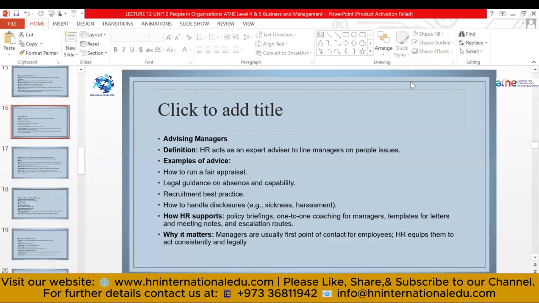Then comes advising the managers. HR acts as an expert advisor to line managers on people issues. Line managers are linked to that issue. They will see whether things are getting resolved or not. For example, advice on how to run a fair appraisal. Legal guidance on absence and capability. What happens if you are taking time off most often, now and then?